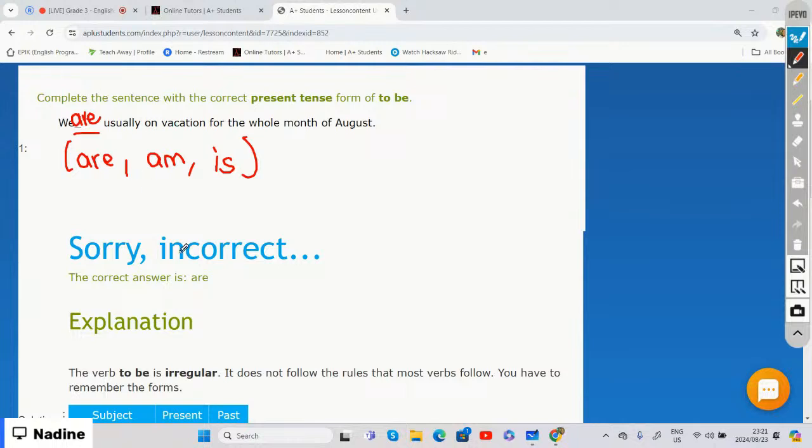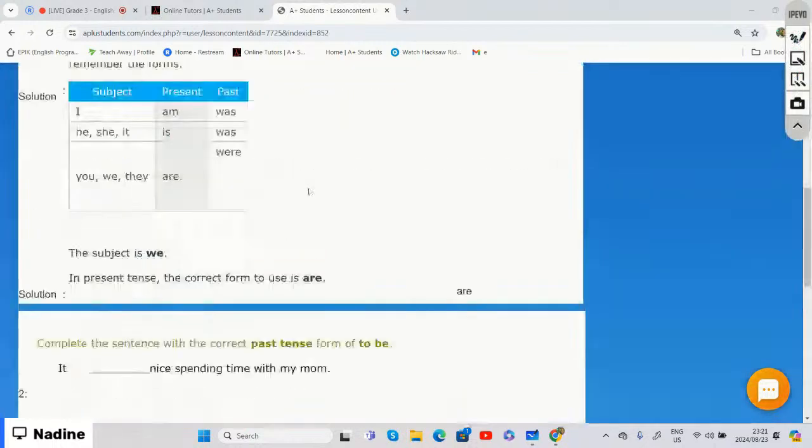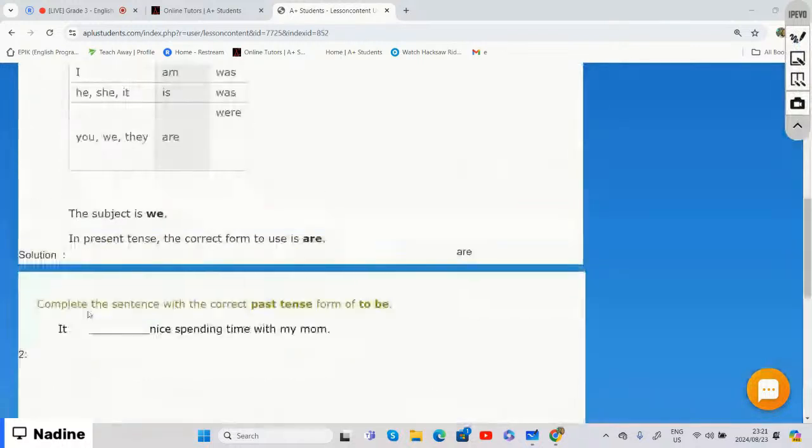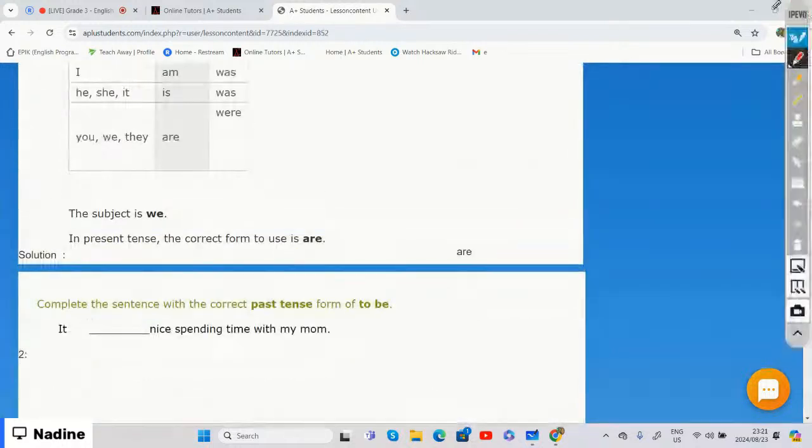All right, if we go on to the next one, the next sentence says, it. Do we say it is? Do we say it was? This is now the past tense. It were, it am. We need to choose the correct one. It is, it was, it were, it am. Nice spending time with my mom.